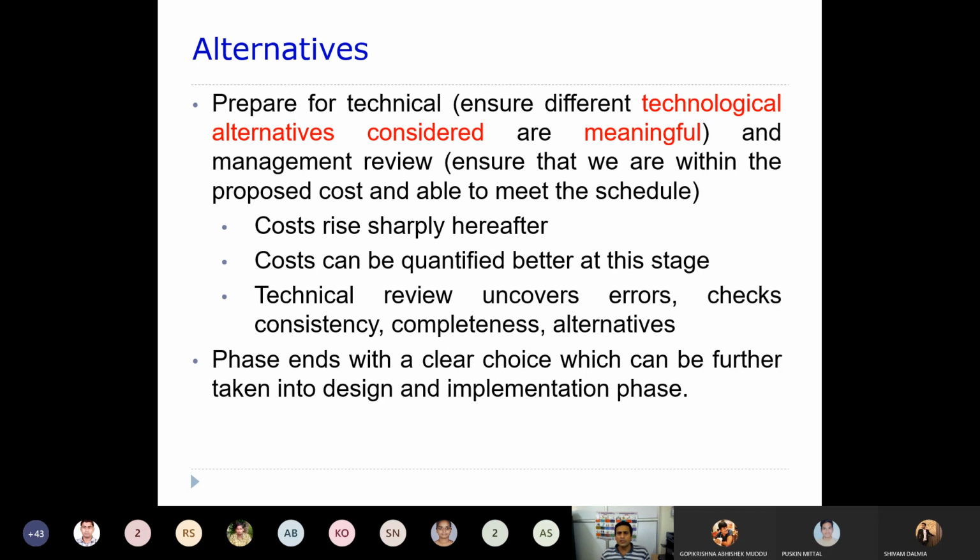Similarly, the management review should usually ensure that we are within the proposed cost, that the alternative we are choosing falls within the proposed cost, and whether we are able to meet the schedule or not. If you are going with this particular technology, will we be able to develop the software or not?